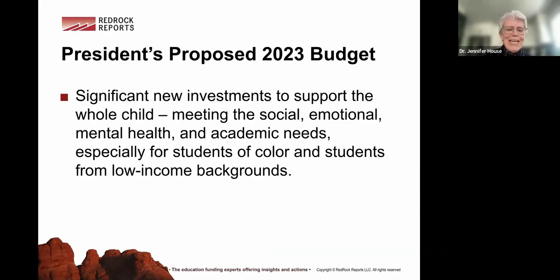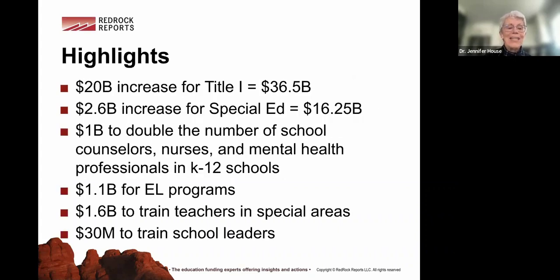So here's the interesting one. The proposed budget for 2023 is significant new money, especially for SEL and academic needs, especially for students of color and students from low-income backgrounds. So what are the highlights? Look at this one, a $20 billion increase for Title I. Now remember, this is the 23-24 school year.